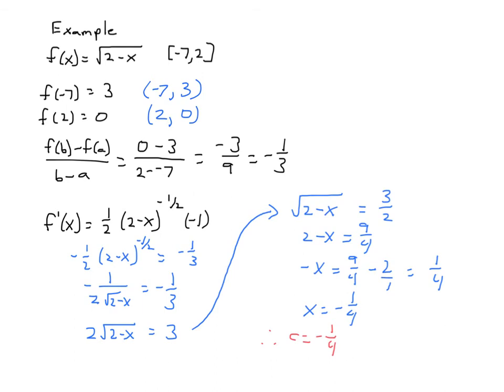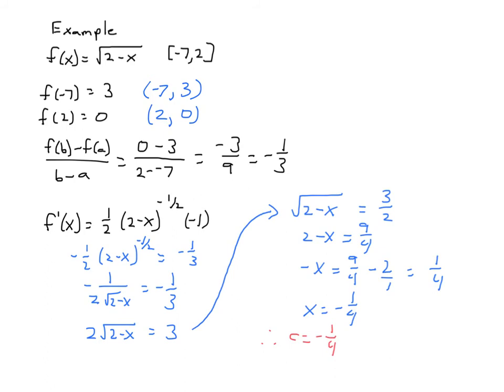And so what I want to do is find the slope of the line that connects those 2 points. I did 0 minus 3 over 2 minus a negative 7, which gives me negative 3 over 9, which reduces to negative 1/3. So since we can apply the mean value theorem, it is continuous on the closed interval and differentiable on the open interval, I know there has to be a number c such that f prime of c equals negative 1/3. So what I do is take the derivative.